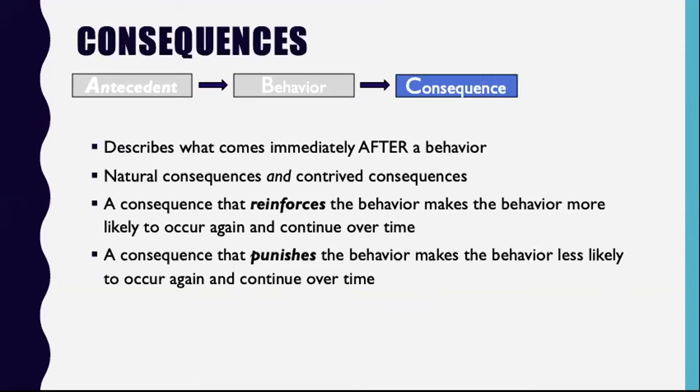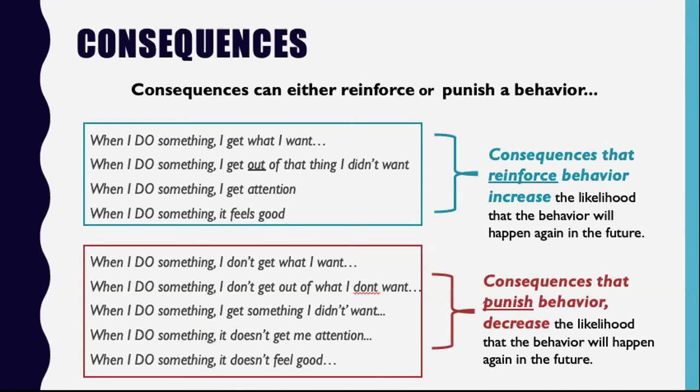The consequence, again, is described as what comes after the behavior occurs. There are natural consequences and contrived consequences. A consequence that reinforces a behavior makes the behavior more likely to occur again and continue over time. A consequence that punishes the behavior makes the behavior less likely to occur again and continue over time. Consequences can either reinforce or punish a behavior.